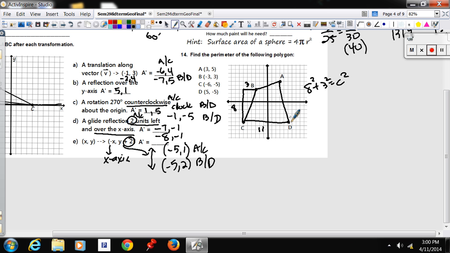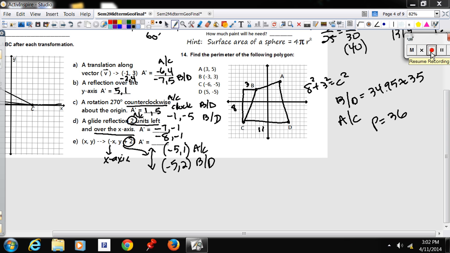So let me give you your answers to that problem. If you had a B or a D test, then your answer was 34.95, or you could have rounded it to 35. If you had an A or a C test, that one was 36. When you round it off, you get 36.